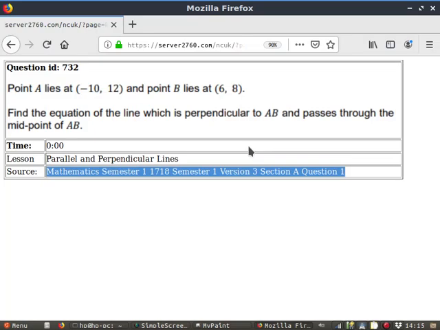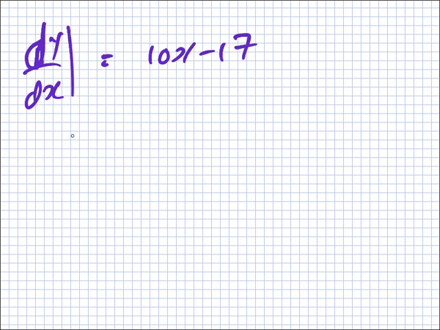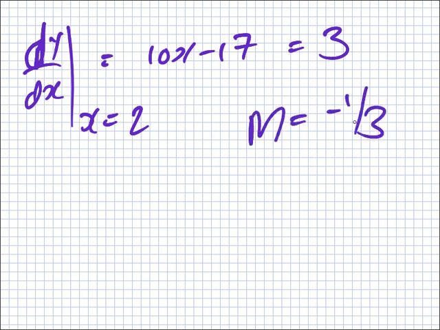Okay, so first thing we should do is get the slope. And how do we do that? Derivative. So dy dx equals 10x minus 17. And what's the x here? 2. So this would be 3. But that means because it's a normal, it's minus 1 over 3. So y equals mx plus c, and the point is minus 5, 2. Isn't it? Yeah.